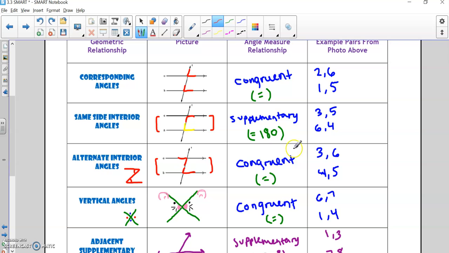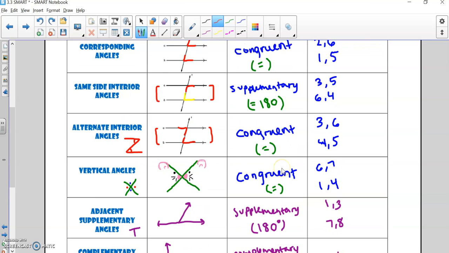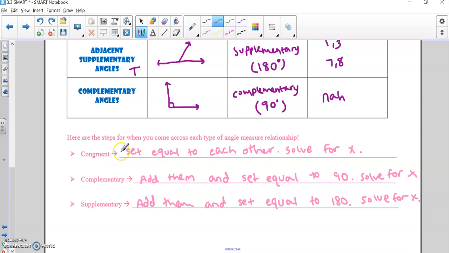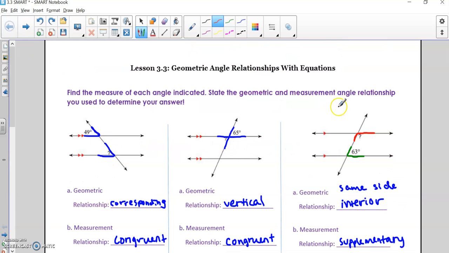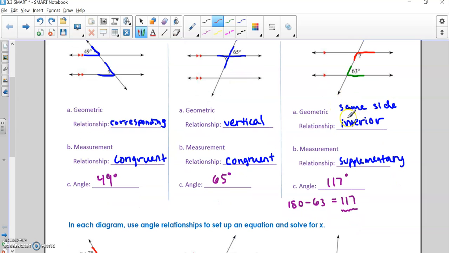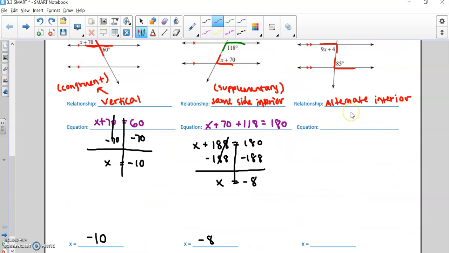We know that alternate interiors are congruent. So we're going to scroll to the bottom for our directions. Congruent means we have to set them equal to each other. So we can say that they're congruent. It's just nice to leave ourselves a little note so we know what we're using. And because they're congruent, we will set them equal to each other. So we'll say 9x plus 4, that's one angle, equals 85. That's what it means to set two things equal to each other, right? Just do one equal sign other.